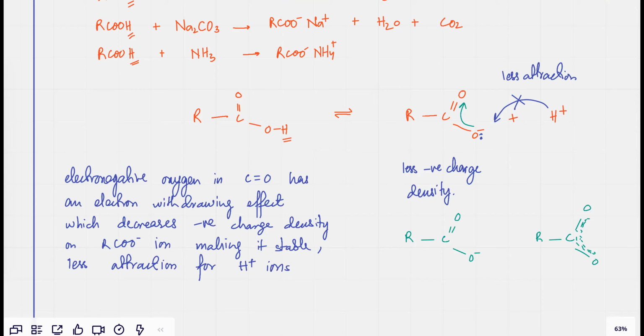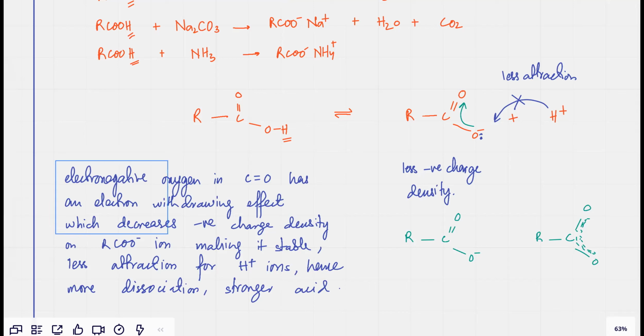So there's going to be less attraction for H+ ions, and because there's less attraction for H+ ions, we can say that there's going to be more dissociation. The H+ ions would leave and they would be donated. So hence, there's going to be more dissociation or ionization, and relatively speaking, it's going to be a stronger acid compared to alcohols. Okay, so hopefully this point is clear. सही है? Clear है?